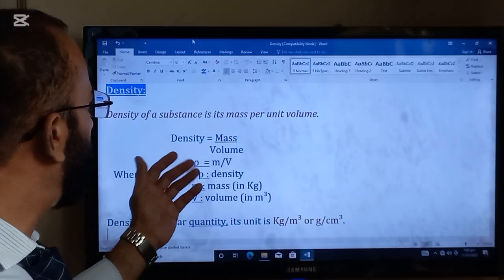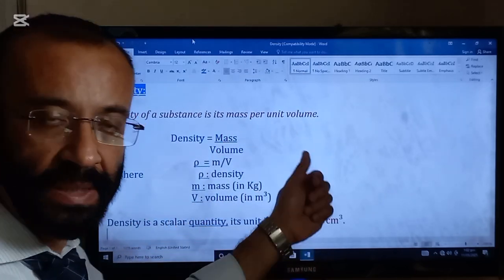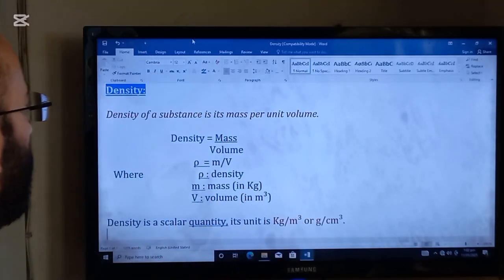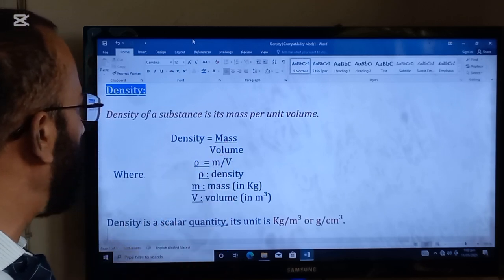Density of a substance is its mass per unit volume. This is the definition. The formula is density is equal to mass over volume.